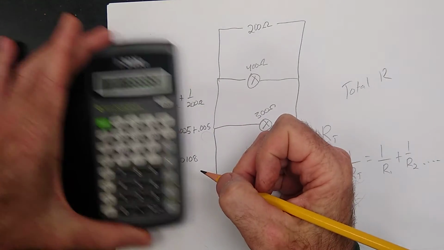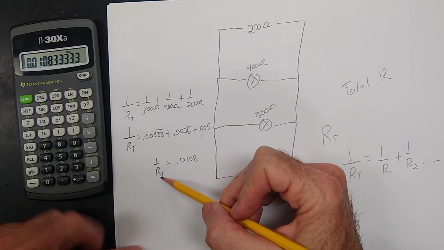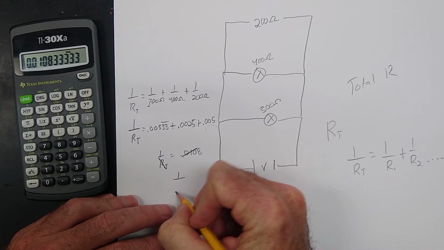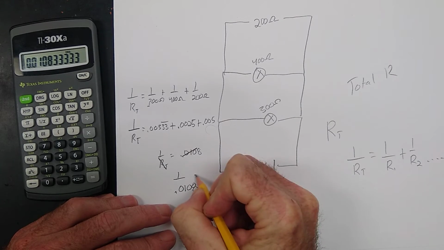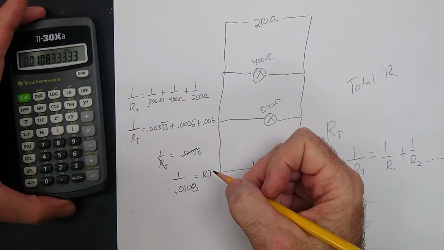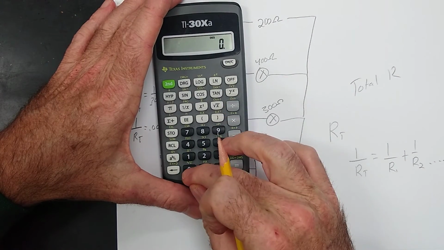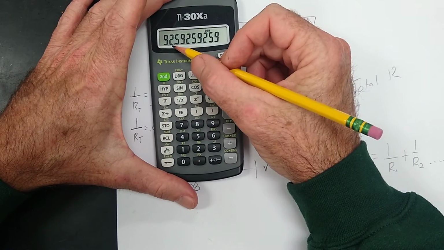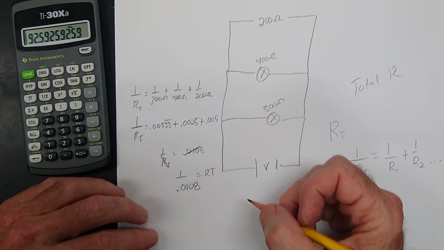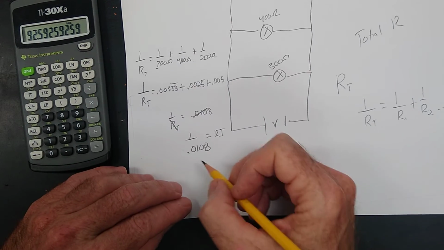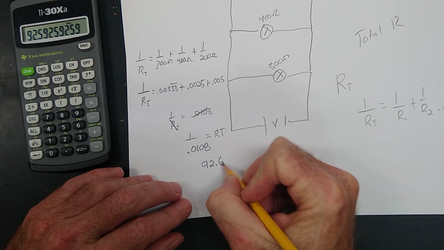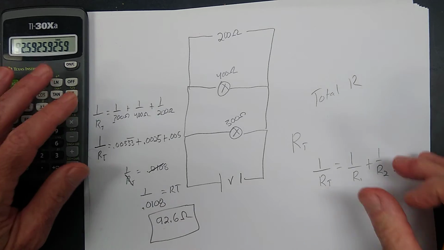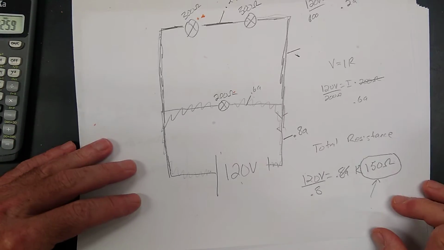0.0108, right? Now, if 1 over RT equals this, then we can switch these two, and 1 over 0.0108 equals RT. So 1 divided by 0.0108 equals 92.6. The total resistance would be 92.6 ohms.